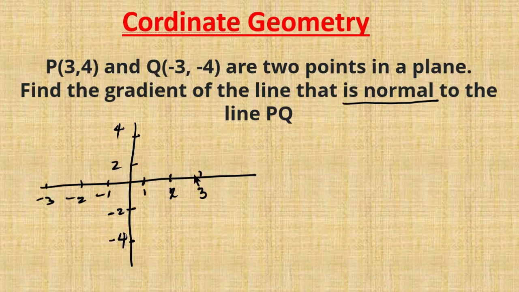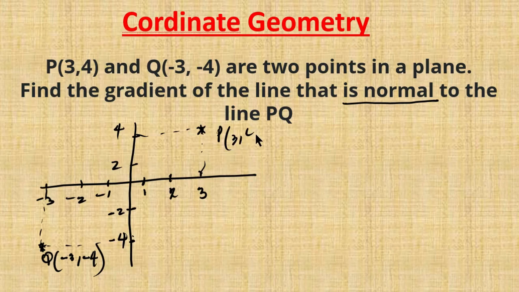Now point P is at 3 and 4. That's x is 3 and y is 4. So here's point P. And point Q is at minus 3 and minus 4. So here's point Q. I can tag this as Q, that's minus 3 and minus 4, and this is point P, here is 3 and here is 4. Now I can join both points together to give me line PQ. So here's line PQ. Now we have to find the gradient of the line that is normal.